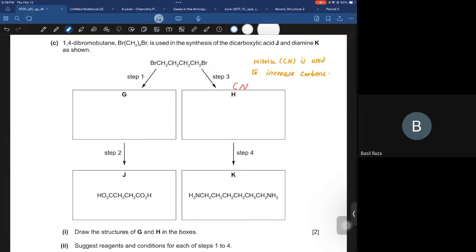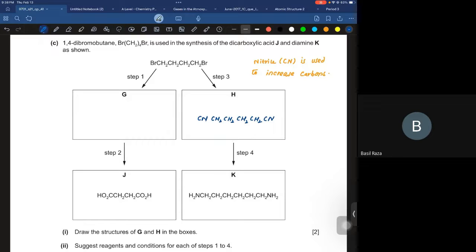Bromine is the halogen. So it's a nucleophile, and cyanide is also a nucleophile. So there would be a nucleophilic substitution reaction. So CH2, then CH2, then CH2, then CN. मैंने क्या किया? I have substituted the bromine with the CN.